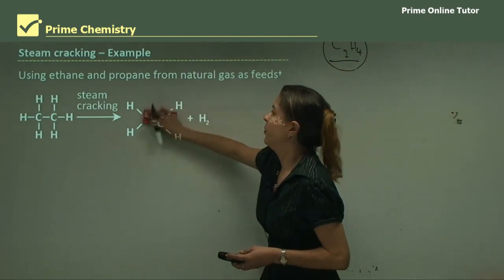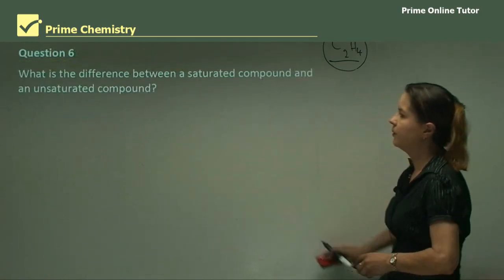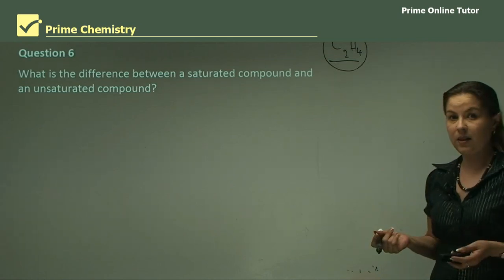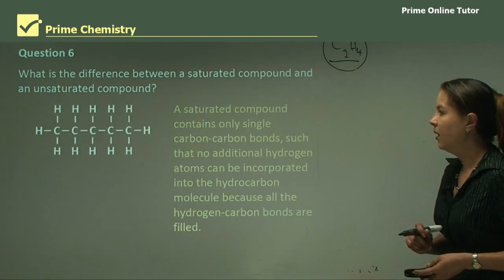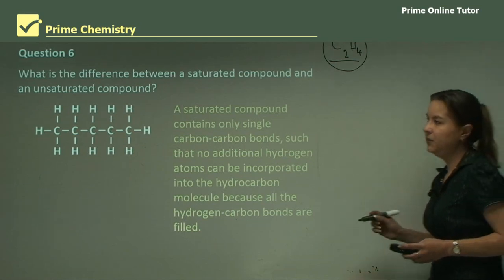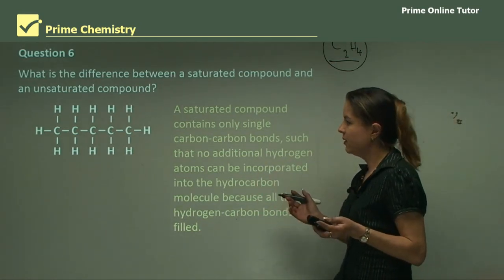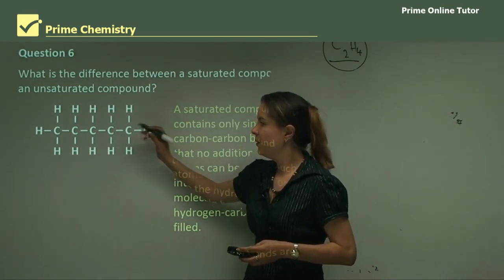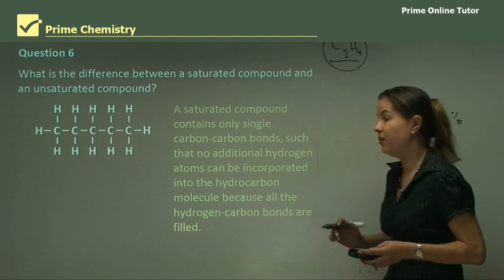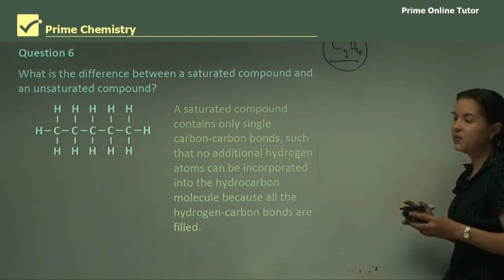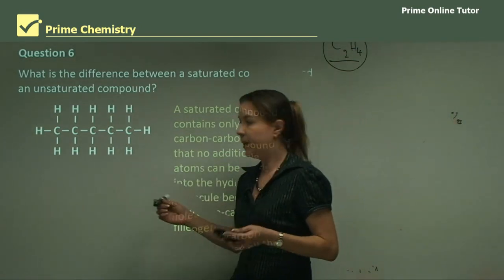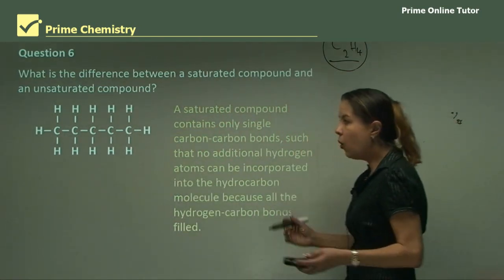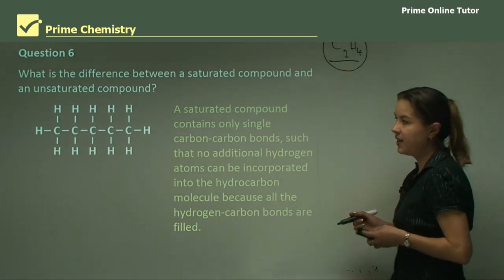So let's now look at some questions, and we'll start with question 6. What is the difference between a saturated compound and an unsaturated compound? Okay, if you remember, I told you that a saturated compound has carbon atoms with only single bonds. So no bond can be broken here with another hydrogen coming along. So you cannot put any more hydrogen atoms on that molecule. So let's name it while we're here. Meth, eth, pro, but, pent. So that's pentane. So all alkanes are saturated compounds.